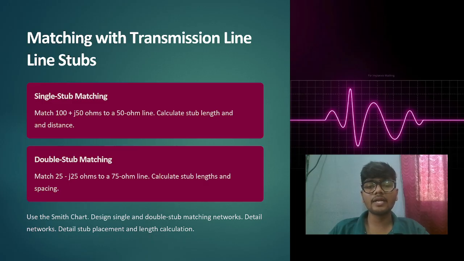Matching with transmission line and line stubs. In that there are two: single line stub matching and double line stub matching. In single line stub matching, match 100 plus j50 ohms to a 50 ohm line. Calculate stub length and distance. Double stub matching. In double stub matching, match 25 minus j25 ohms to a 75 ohm line. Calculate stub length and spacing. Using the Smith chart, design single and double stub matching networks, with detailed stub placement and length calculation.